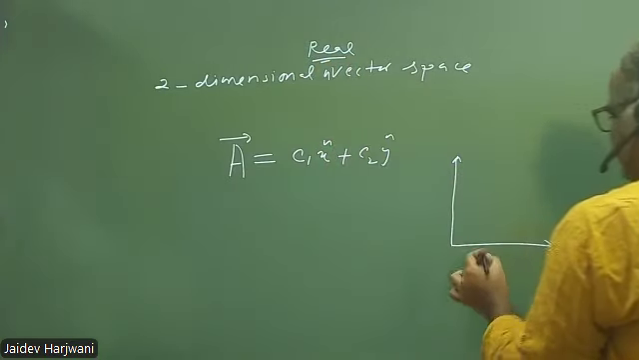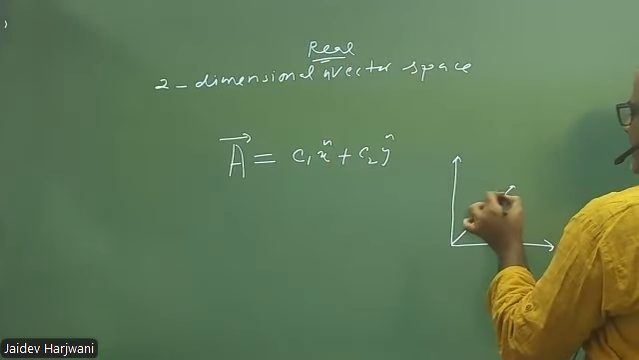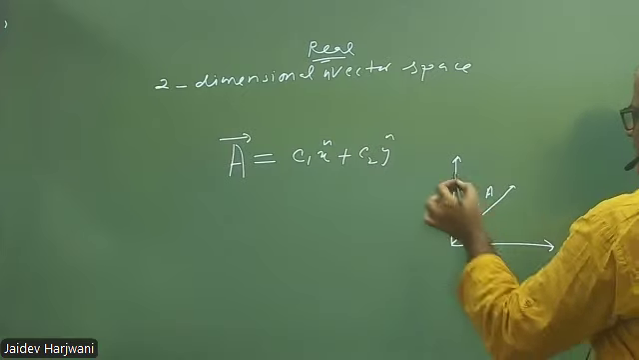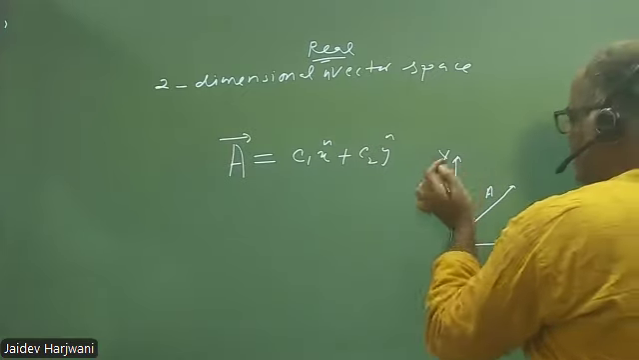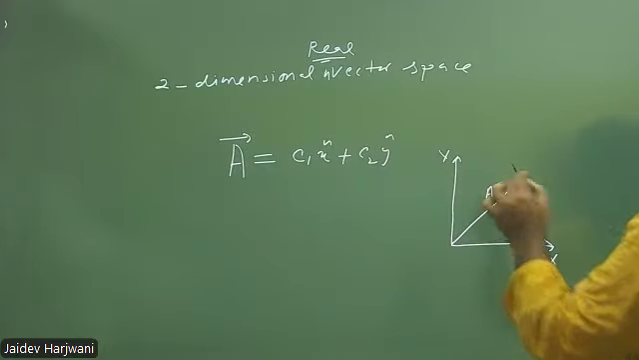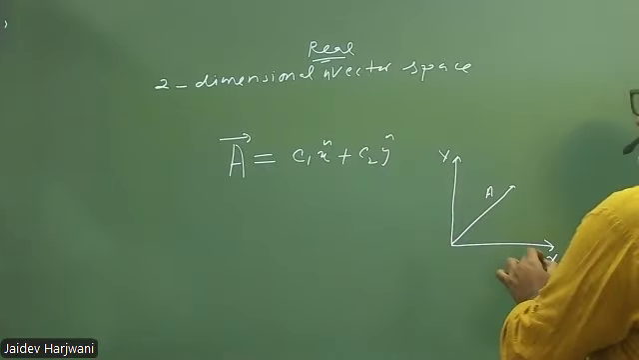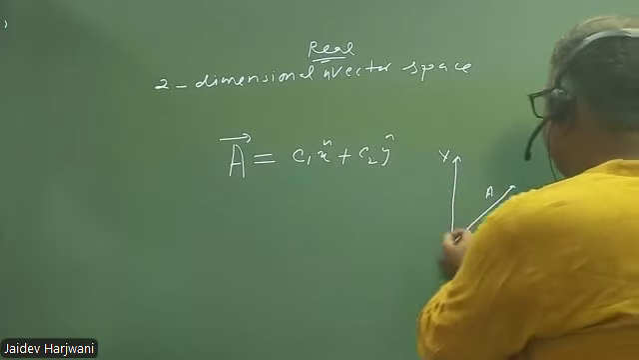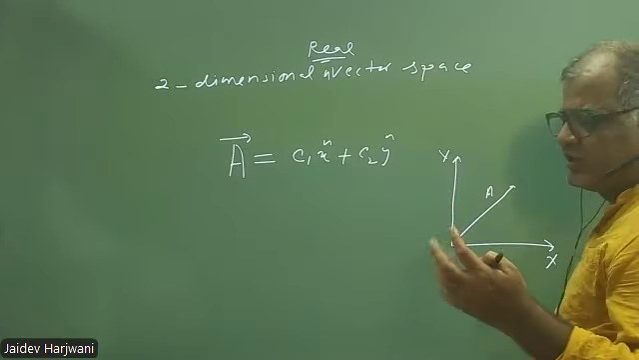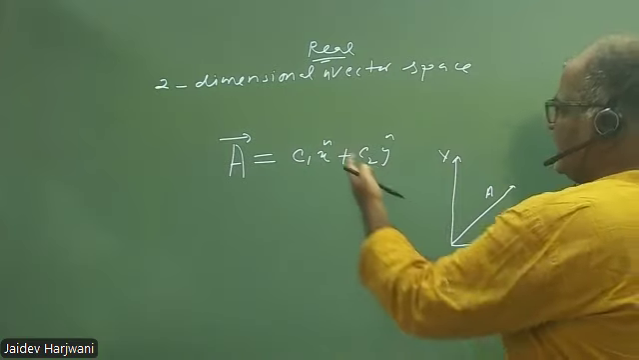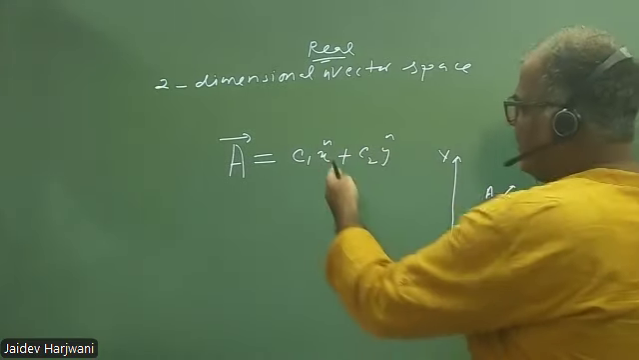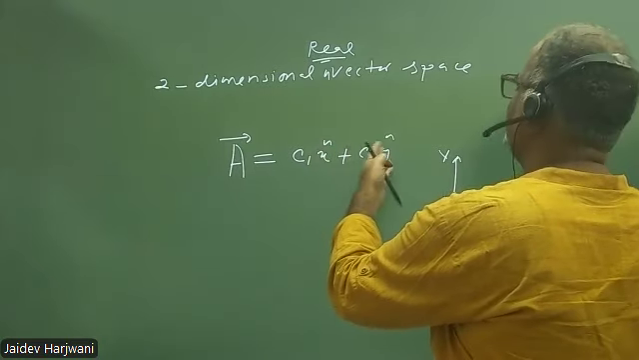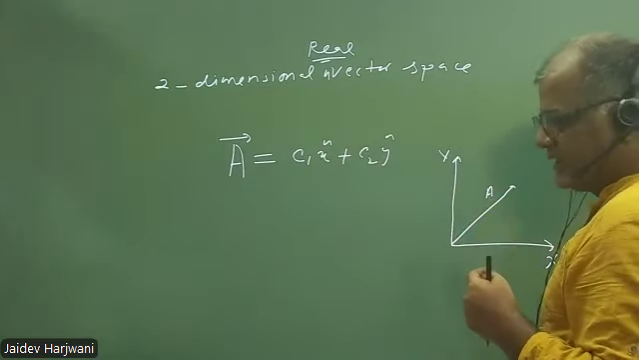In Euclidean space, I write a vector A as C1 x cap plus C2 y cap. Any vector A can only have components in the x direction or the y direction. So this vector is basically a combination of two states: the x cap state and the y cap state. In general language, we call these the unit vector in the x direction and the unit vector in the y direction.